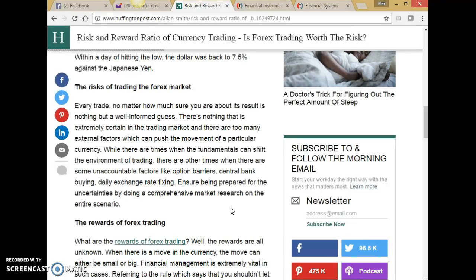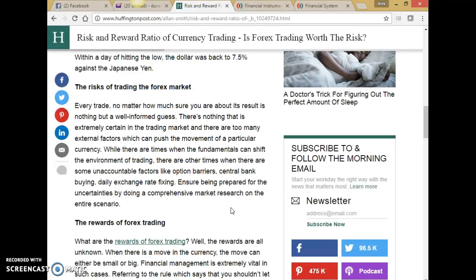It can be risky, but notice they use "well-informed guess," which is not really a well-informed guess. Once you study it enough, you kind of see its behavior, and you'll be able to follow behind the market makers that are driving the market up and down. But let's continue.